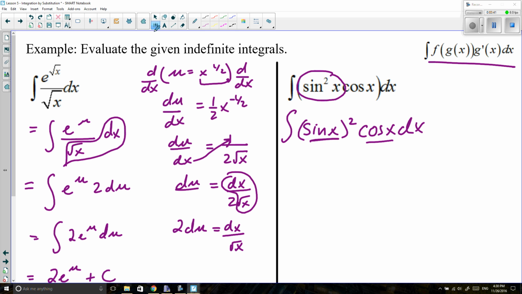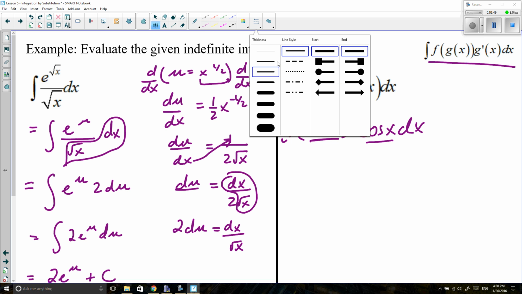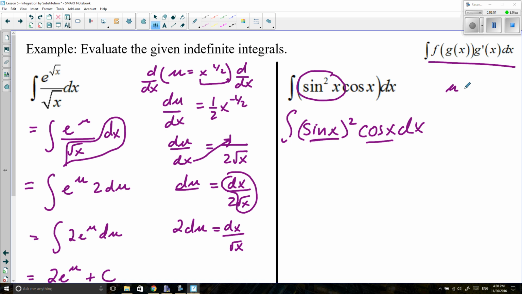So what I'm going to do is just erase this. Actually, no, I'll leave it. Okay. And I'm going to just use substitution now to integrate. So u is equal to the inside function. I'm going to use sine x for that. Okay. And I'm going to make that substitution for u. So u squared cos x dx. So I need to rewrite cos x dx in terms of u instead.